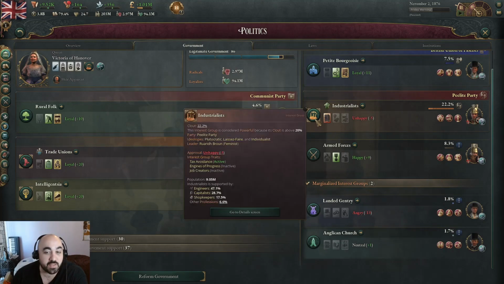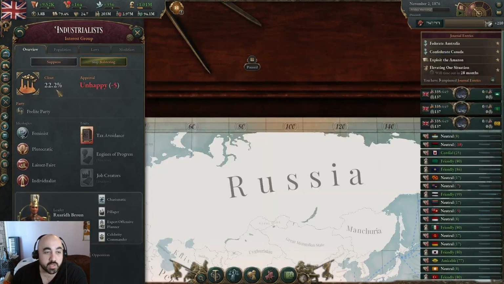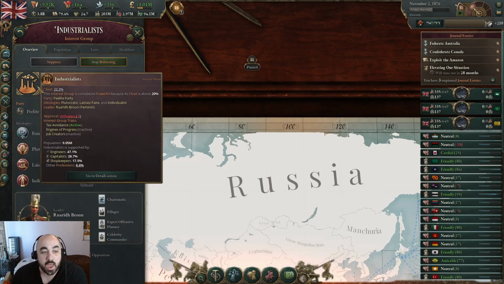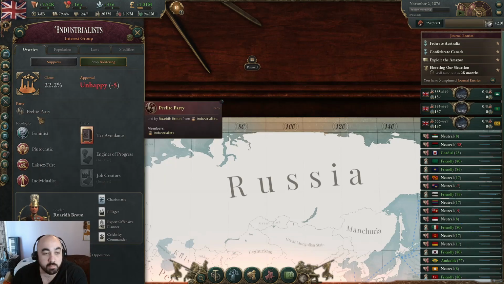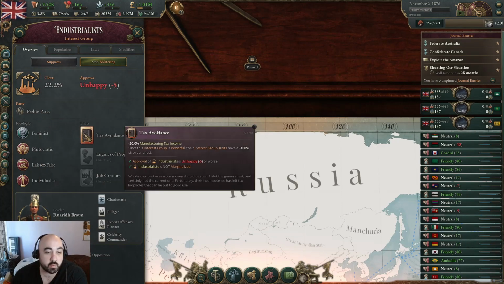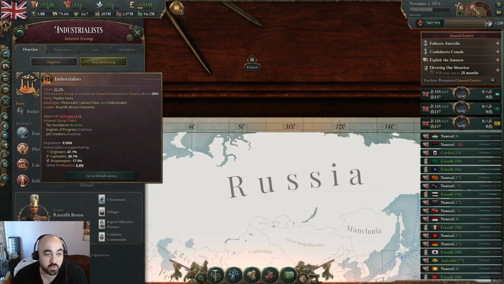If they are powerful, you will get this triangular square thing you've got going on here. And what this will do is double all the bonuses and malices you achieve. So we see that we are currently getting tax avoidance with the Industrialists. This is normally a -10% manufacturing tax income, but since their clout is above 20%, it's doubled.